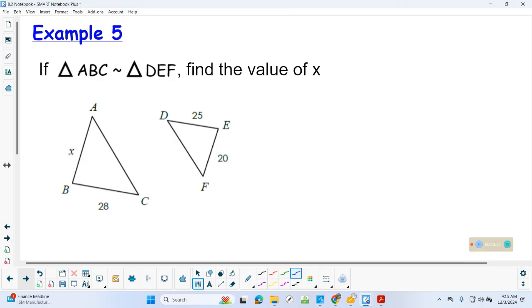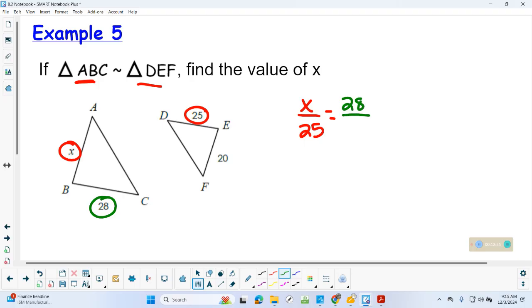All right, triangle ABC, similar to DEF. Find the value of x. Okay, so I'm going to start with the side with x on it. Now, that of course is my side AB. So what side does that correspond to in triangle DEF? DE. So I'm like, okay, DE, got it right there. So my first fraction, I'm going to do x over 25. Now again, I'm back here starting with this triangle, clearly ABC. So now I'm going to do the other set of sides, 28. And that corresponds to what side on the little triangle? 20.